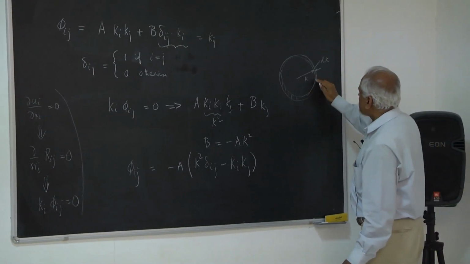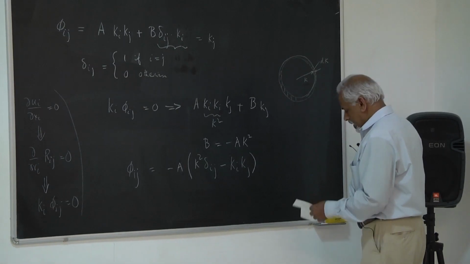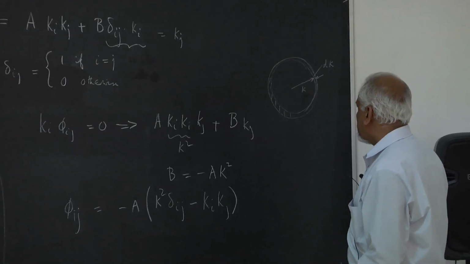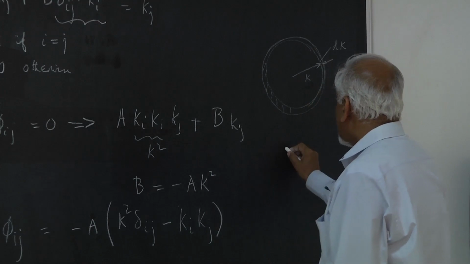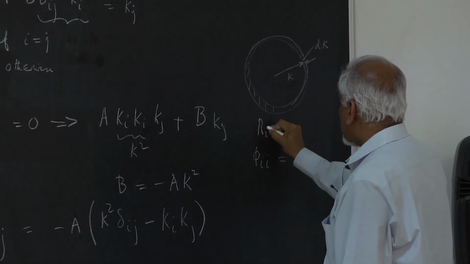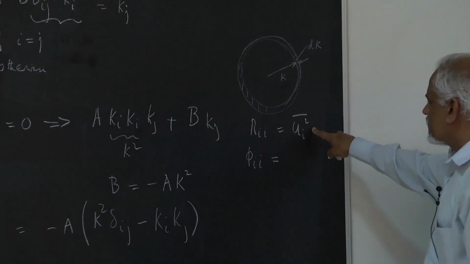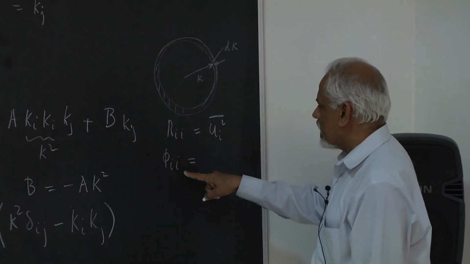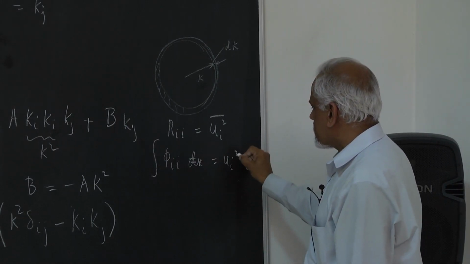And imagine the energy contained in this band of wave numbers, and write it as E of k. This is the normal thing. So what is phi I? You remember what phi I is. Remember what R_II is. R_II is u_i squared, that is u1 squared plus u2 squared plus u3 squared. Phi I is the Fourier representation of that. And I said that if you integrate that, you get u_i squared.